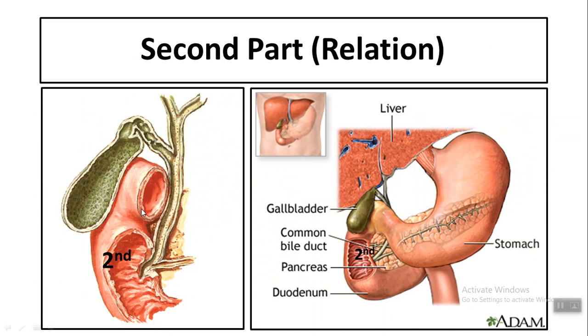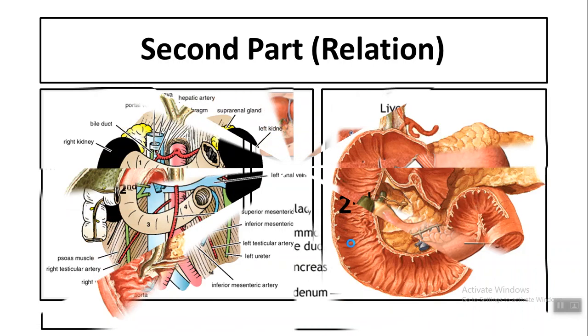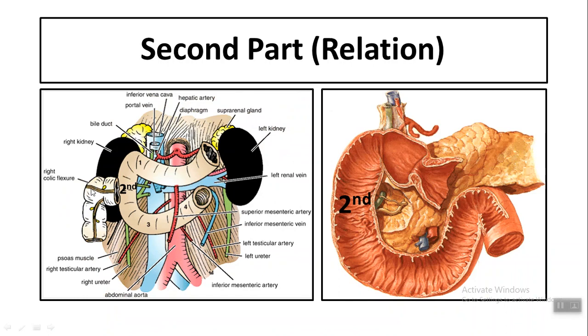The second part of the duodenum, or what we call the descending part of the duodenum, is related anteriorly to the fundus of the gallbladder. This is the fundus of the gallbladder related to the second part. Also, the right lobe of the liver is related to the second part of the duodenum anteriorly. Laterally, we can see it is related to the ascending colon and the right colic flexure. Also, the transverse colon will pass anterior to the second part of the duodenum.